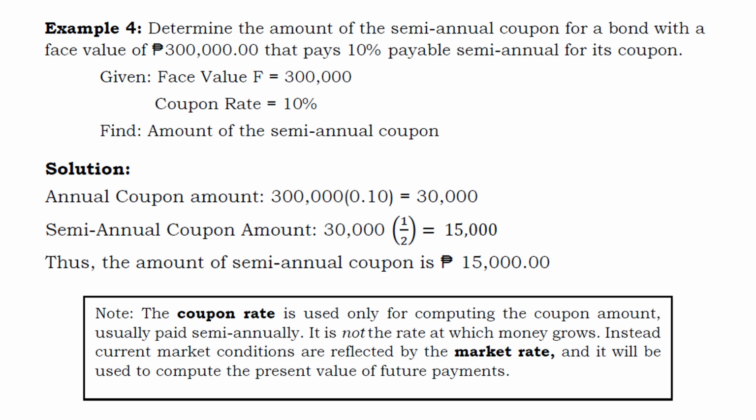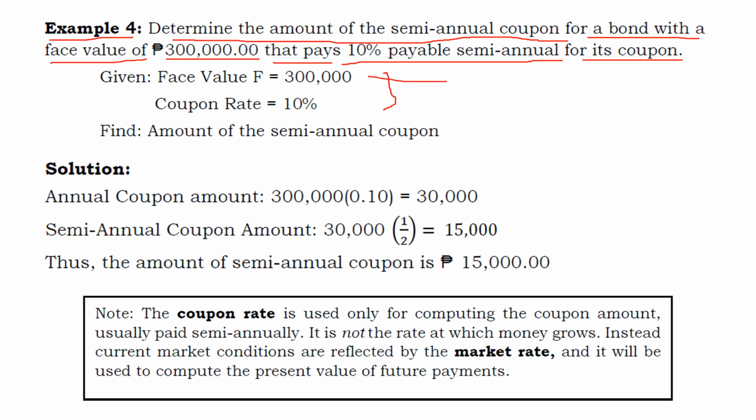So for example, problem number 4: determine the amount of the semi-annual coupon for a bond with a face value of 300,000 pesos that pays 10% payable semi-annually for its coupon. First thing to do is to list down all the given values. The face value F is equal to 300,000 pesos, and the coupon rate is 10%. We're asked to find the amount of the semi-annual coupon.